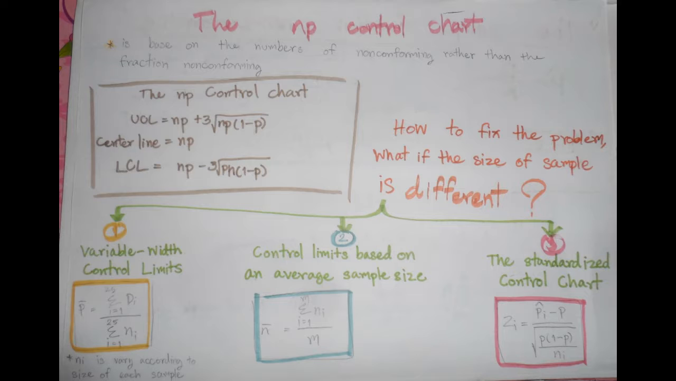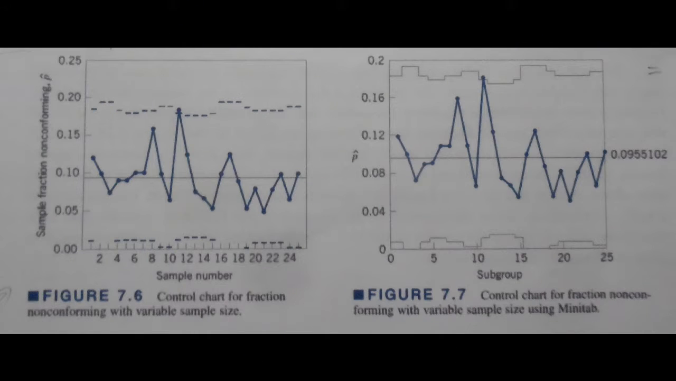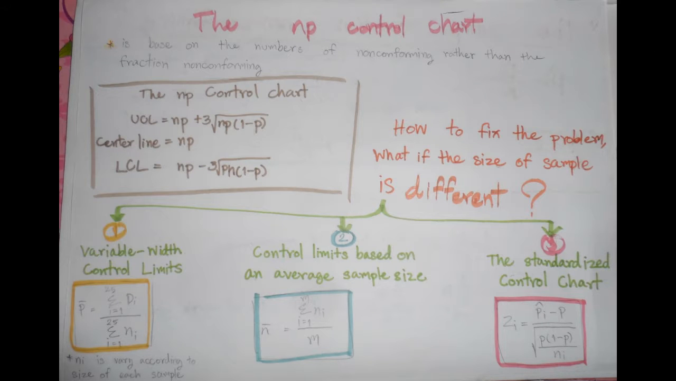For variable-width control limits, p bar is equal to the summation of di values divided by the summation of ni values. ni varies according to the size of each sample. But I would suggest that with this way, your graph is unstable because of the difference of sample size, like in both of these pictures. The second way is better because you use just one n, the average n. It is calculated by n bar equal to the summation of ni values divided by m.